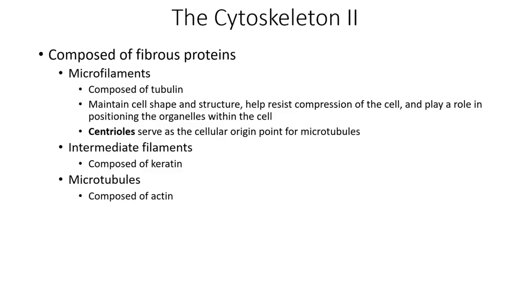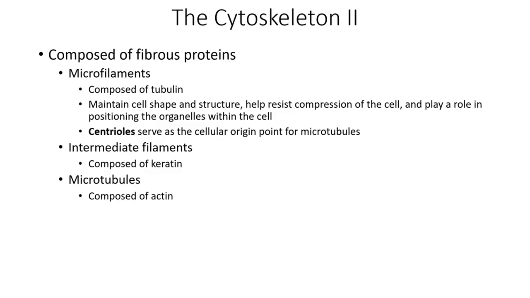So cytoskeleton is made up of a variety of fibrous proteins. So we have microfilaments, intermediate filaments, and microtubules. So microfilaments are made out of a protein called tubulin, and these are going to help maintain the cell's shape and structure and resist the cell getting squished. These are also going to help anchor and position organelles within the cell and keep them from moving around too much, because a lot of them we want to keep close by to each other, like that Golgi apparatus. We need it to stay close to the endoplasmic reticulum.